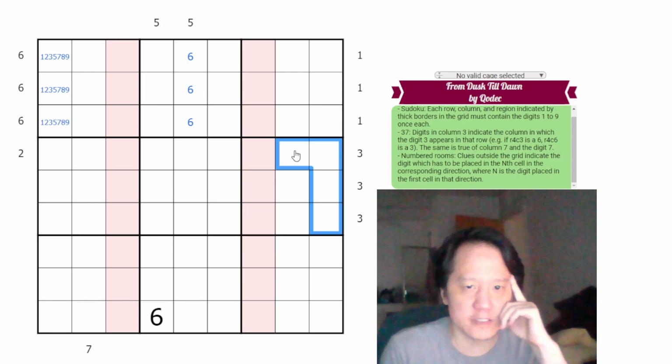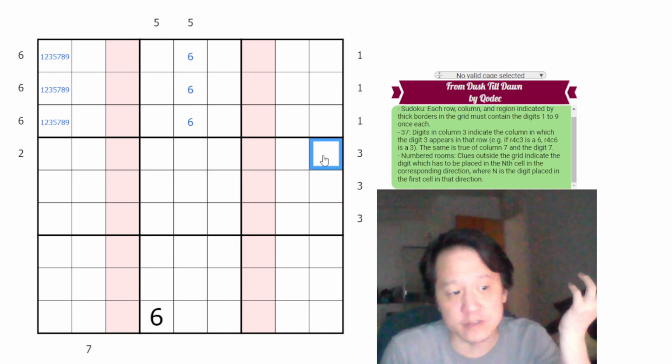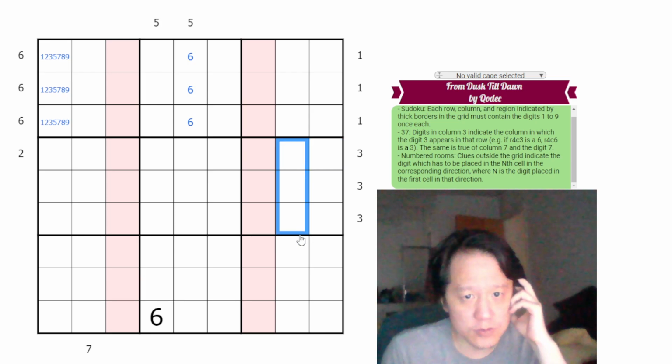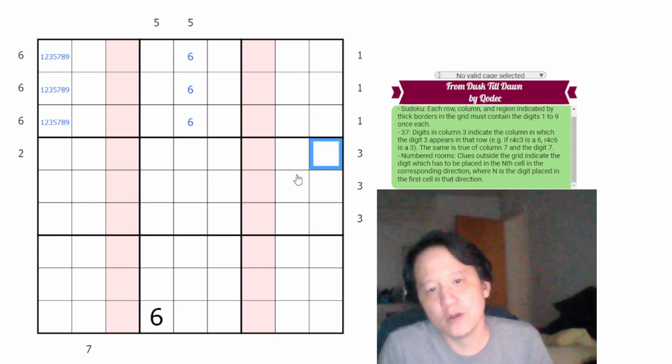in box 6. 3 cannot be in row 1 because it would have to be 1 and then it would obviously have to be 3 right on it. It could be in 2. It cannot be in 3 because if it's in 3, it would have to be 3. If it was 3, then this would also have to be 3, right? So it has to be in 2.